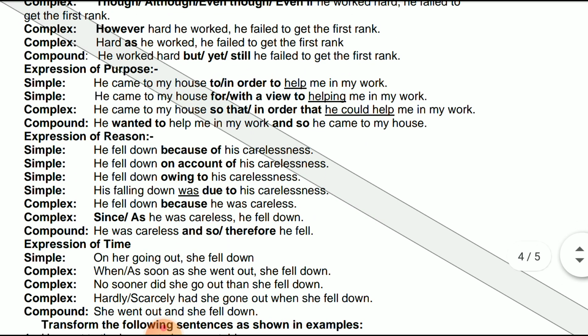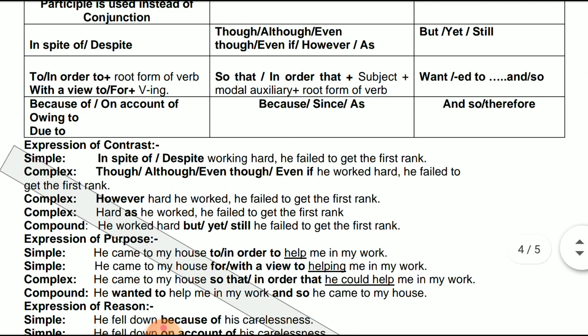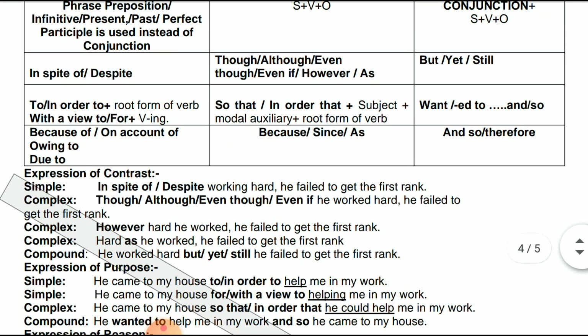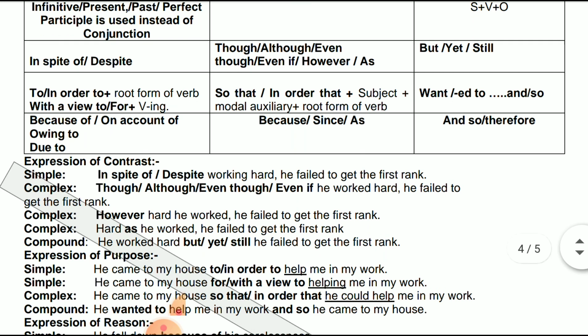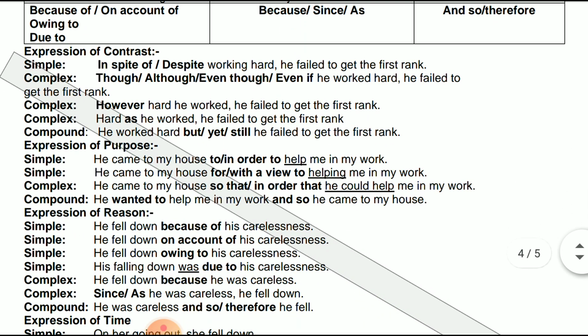Now, expression of purpose: he came to my house to, or in order to, help me in my work. Now we have already written the sentence structure over here: to, in order to, plus root form of the verb. So he came to my house to help me, or in order to help me. Help is the root form of the verb. If we use with a view to or for, then the sentence will be he came to my house for, with a view to, plus ing form of the verb, that is helping me in my work.